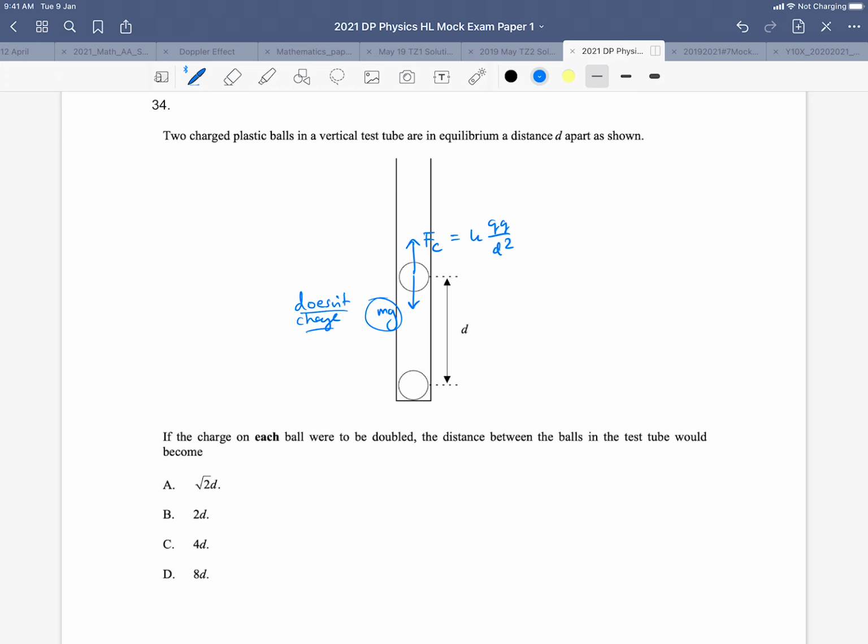But then when the distance is doubled, we get double the distance squared, which gives us a factor of 4 in the denominator. That cancels out the extra factor of 4 in the numerator, and we get the same size Coulomb force, which again can balance out the weight that hasn't changed. So it's 2d.